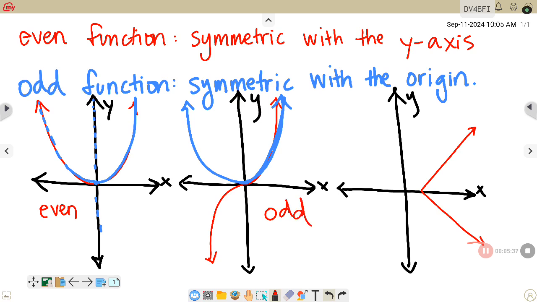And this last graph on the right, you'll notice that if I folded it on the x-axis, the top part of the graph would land on the bottom half. But being symmetric with the x-axis does not make you even or odd, which simply means that you are neither even nor odd.